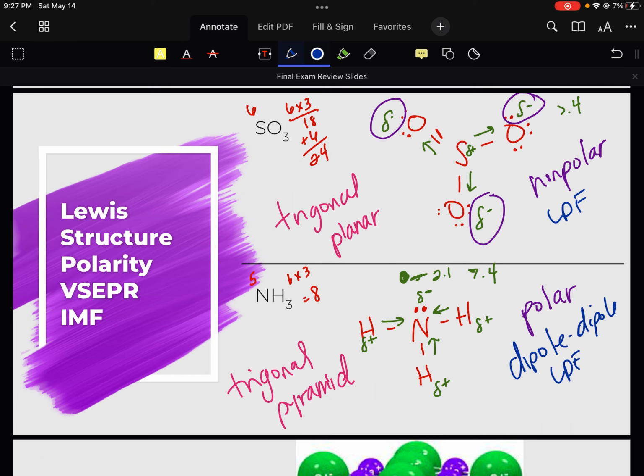We know we have LDF because everything has LDF. And then we just need to look if we have hydrogen bonding. So is it H bonded to F, O, or N? Yes, it is. So we say we also have a hydrogen bond.